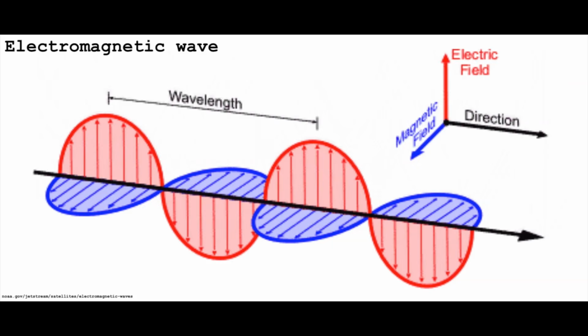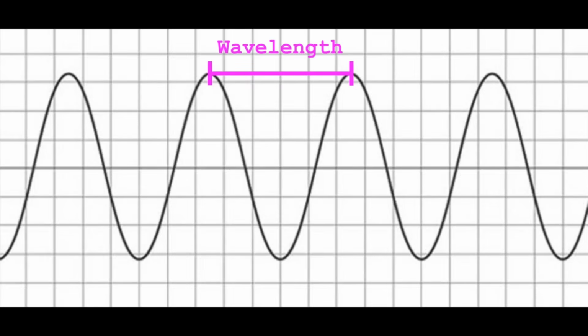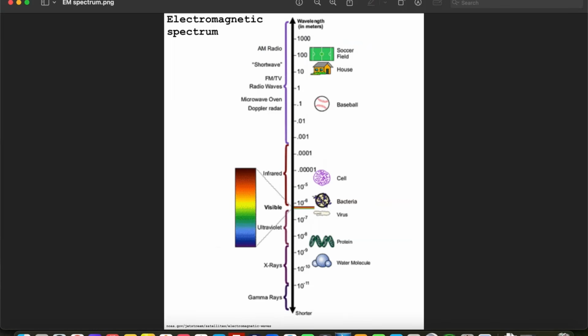Now, these waves come in different wavelengths. The wavelength of an electromagnetic wave, or any wave for that matter, is the distance from the crest of one wave to the next. There are several different types of electromagnetic waves, each with a different wavelength, and that creates what we call the electromagnetic spectrum. This is just a spectrum of all the different wavelengths of electromagnetic energy there are.